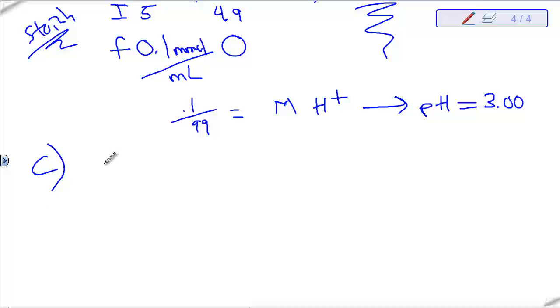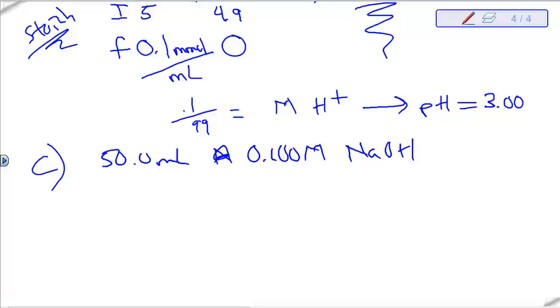Okay. So, for part C, we're going to add 50 milliliters. Our original problem, we had 50 mils of 0.1 molar acid. And we just added 50 mils of 0.1 molar sodium hydroxide, a base. What can you tell me about the moles of acid and base present now? Stoichiometrically equivalent. In other words, this is the equivalence point. Do you understand? But we can prove it.